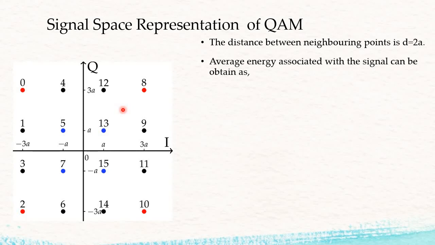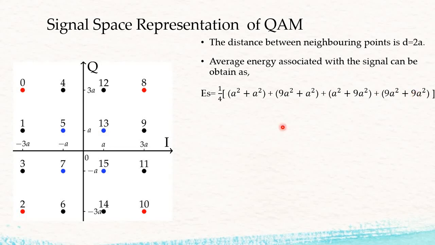The average energy associated with the signal can be obtained. The first task is to find the average energy of the symbol, so we find the average of all the terms. What is going to be my average value? Here I am taking a square plus a square, then 9a square plus a square as the second term, then a square plus 9a square, plus 9a square plus 9a square.